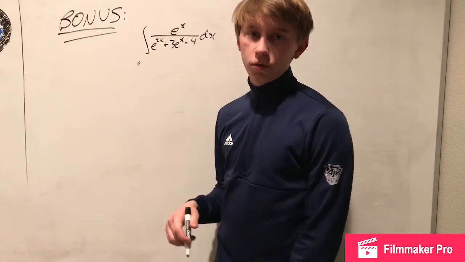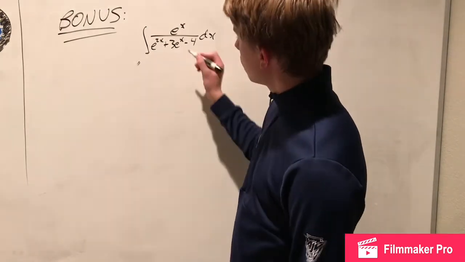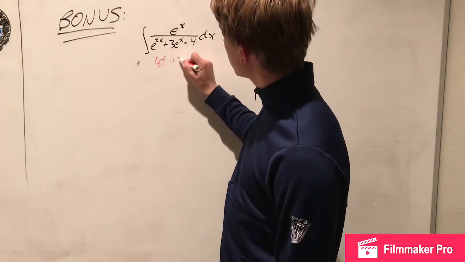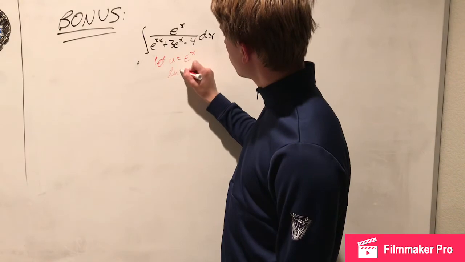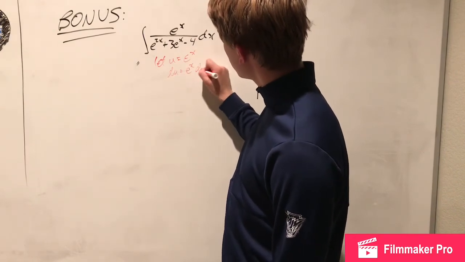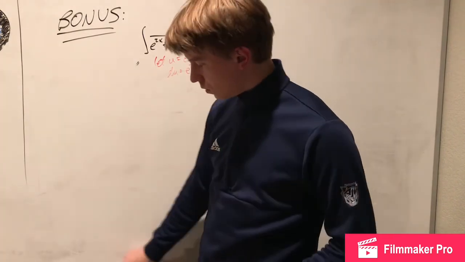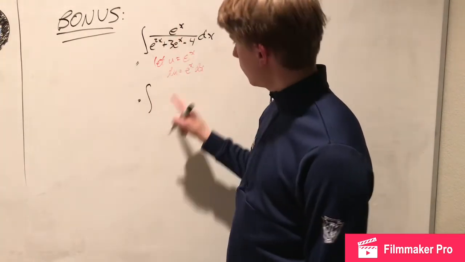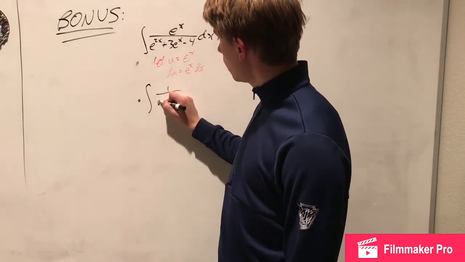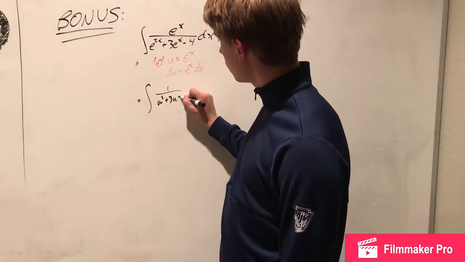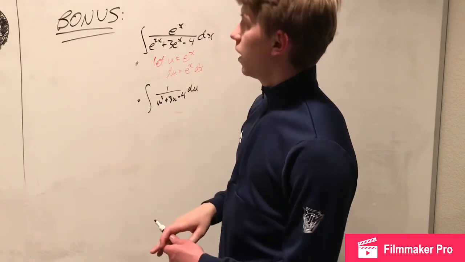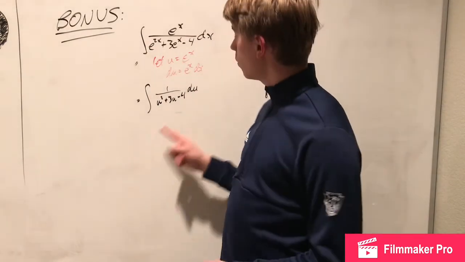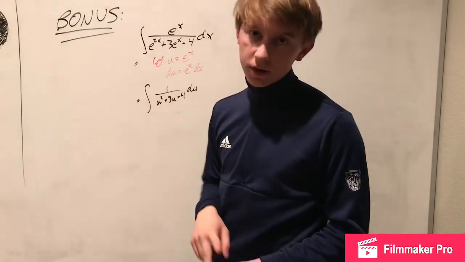The bonus is pretty troll. Mr. Mayo's being a little funny here. So you just do the very simple u sub. Let u equal e to the x. So du equals e to the x dx. So we end up with the integral. The e to the x cancels out from the dx. 1 over u squared plus 3u minus 4 du. And if you just look back at problem number 4, we had this exact same integral.